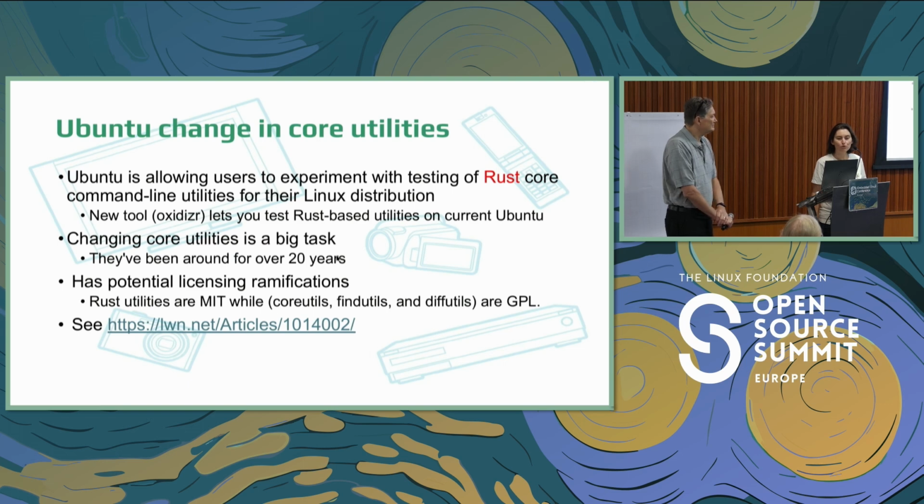Then Ubuntu, we stopped the AI subject. The Ubuntu change in core utilities has brought coverage because of two things. First, they allow testing a core utilities version written in Rust. And secondly, because the new tooling is licensed MIT, while the old tooling was licensed GPL. So there are two controversies in one.